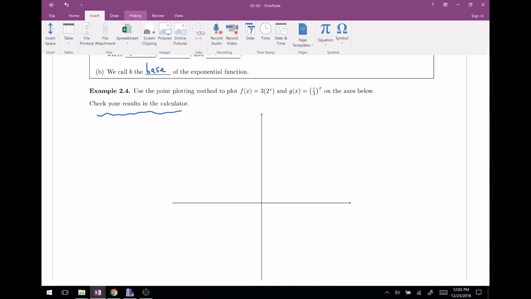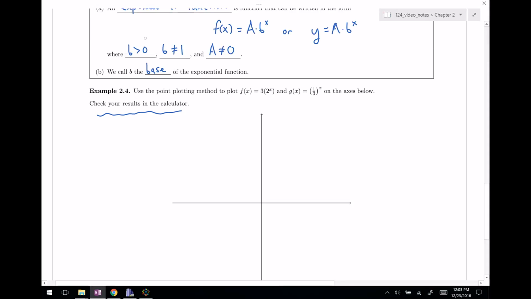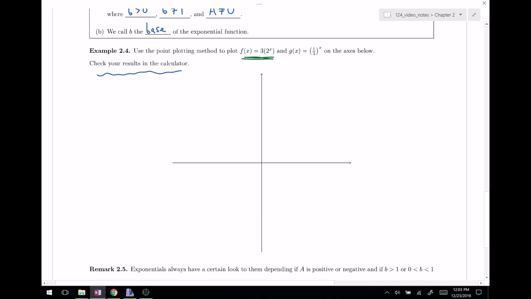So I'm going to go ahead and draw here. I'm going to do green first. So I'm going to plot these two functions. I'm going to do f of x in green. With a point plotting method, you usually make a table, x and f of x, or x and y values, and you choose things for x to plug in, and you see what the function spits out. So maybe I'm going to plug in 0.